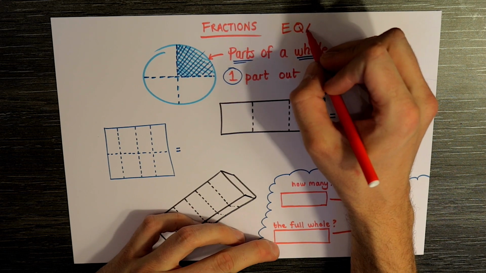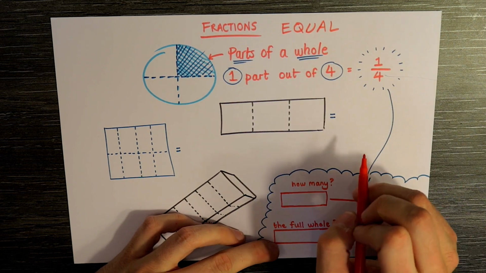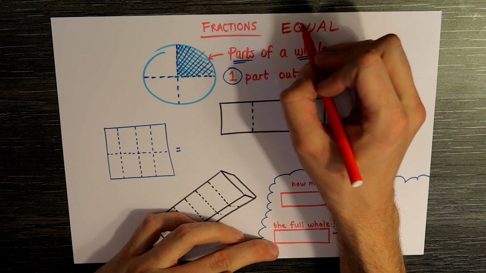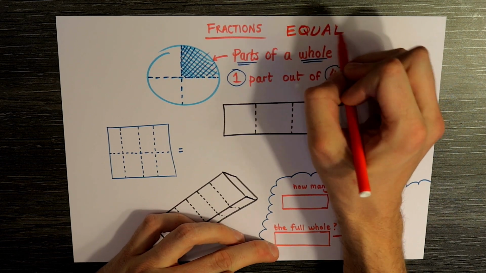If they're not equal, then we do not have... I had a bit of trouble writing "equal" then. I'm trying to write it upside down and I'm going to flip the video later.